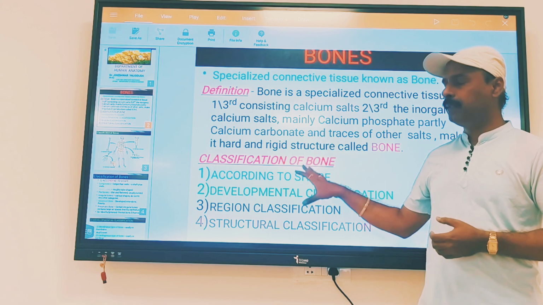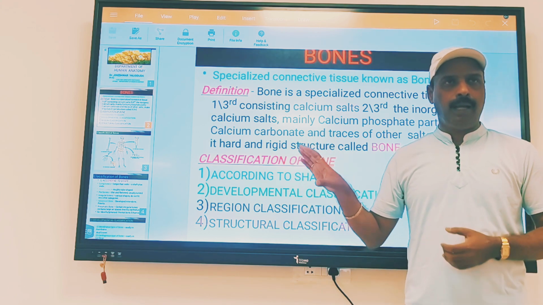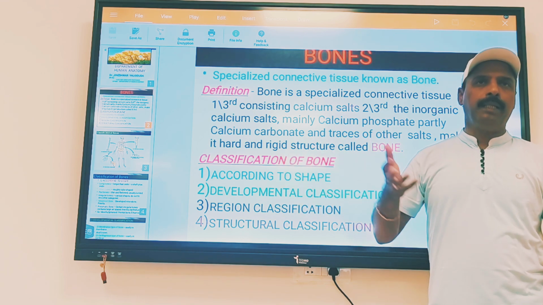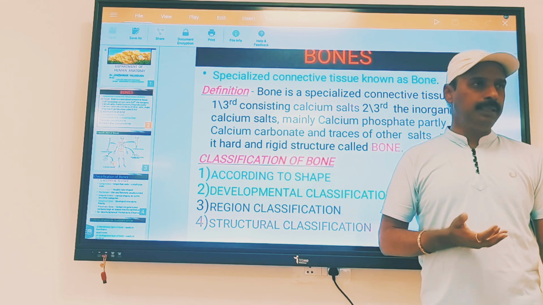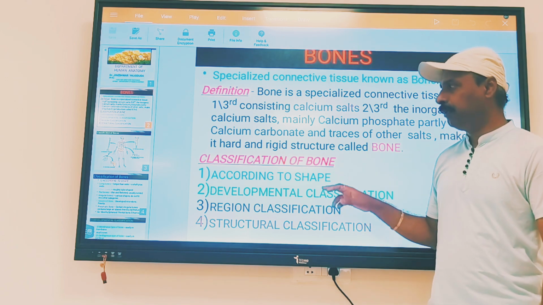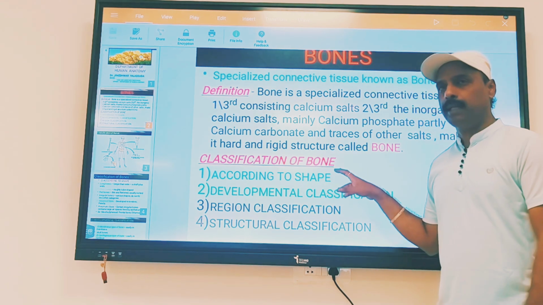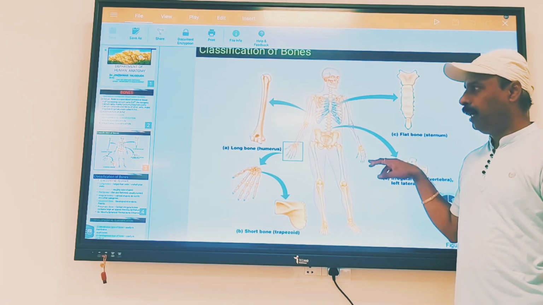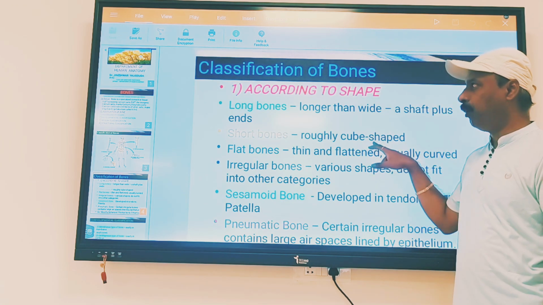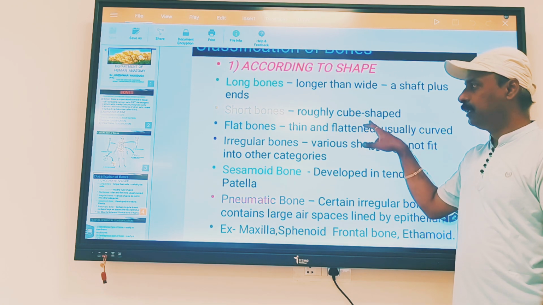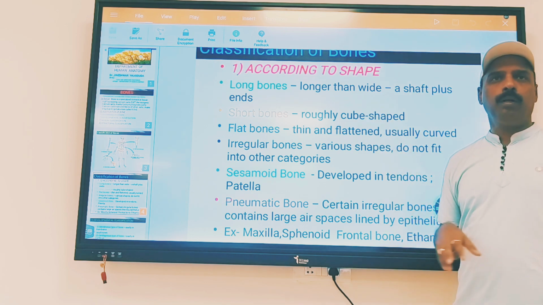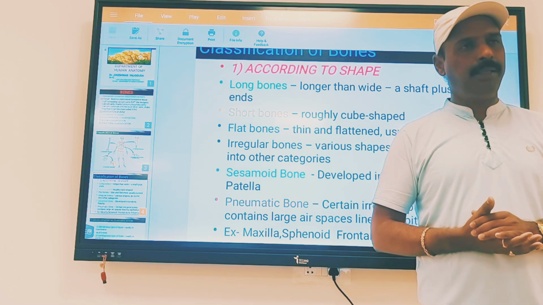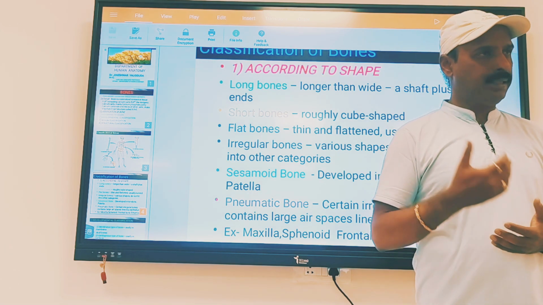It is very important to understand all these 4 categories, and with this you are going to explain what each one means, and then explain the examples of this. That is the classification of bone. When you go to the classification, I have told already, according to the shape, this is the first category. I have told long bone, short bone, irregular bone, flat bone, then pneumatic bone, sesamoid bone, accessory bone.